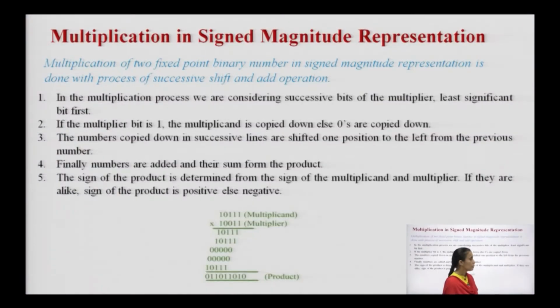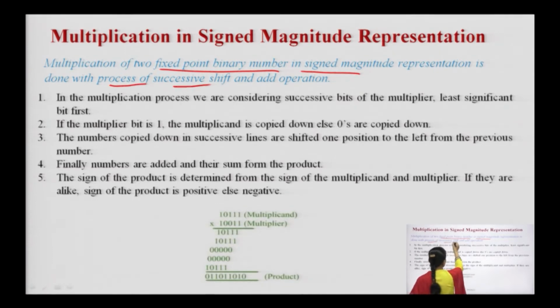So, in this lecture we will discuss multiplication for signed numbers: signed magnitude representation, representation using 2's complement, and array multiplication. Starting with multiplication in signed magnitude representation, the multiplication of 2 fixed point binary numbers in signed magnitude representation is done with a process of successive shift and add operations.